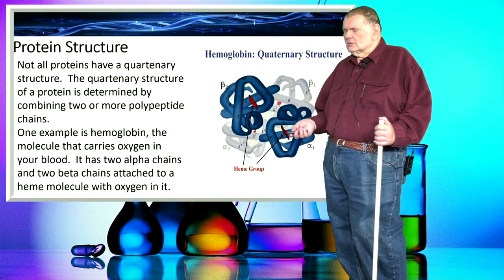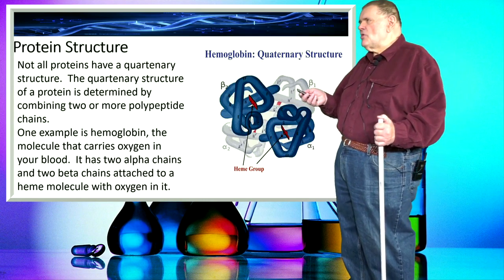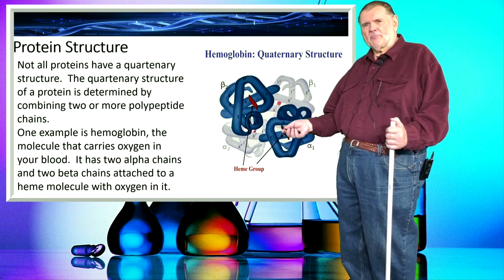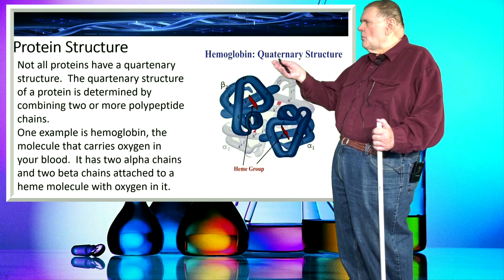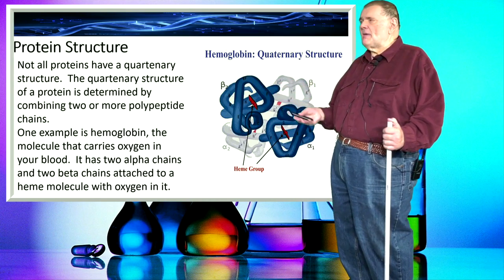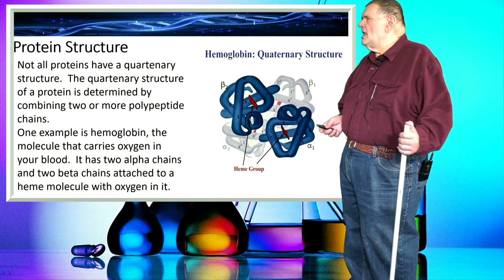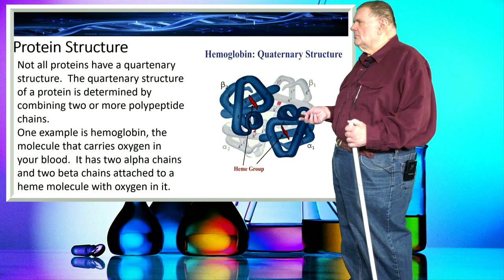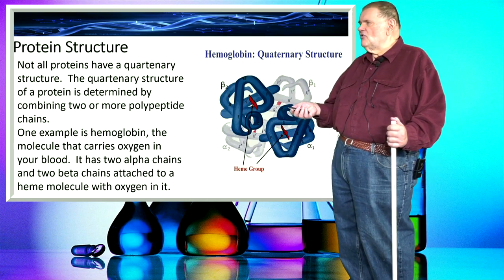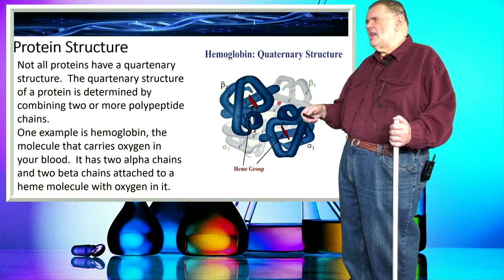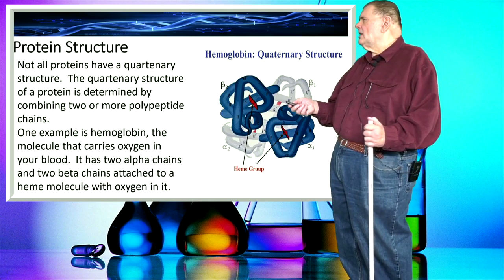Some proteins have a quaternary structure. That's when you take two or more polypeptide chains and put them together. In the case of the hemoglobin, we had four different polypeptide chains put together, as shown in the diagram. There are two alpha chains and two beta chains attached to the heme molecule that ends up carrying the oxygen.